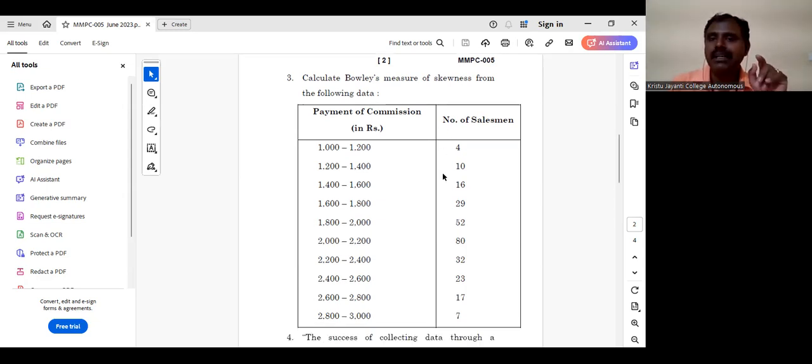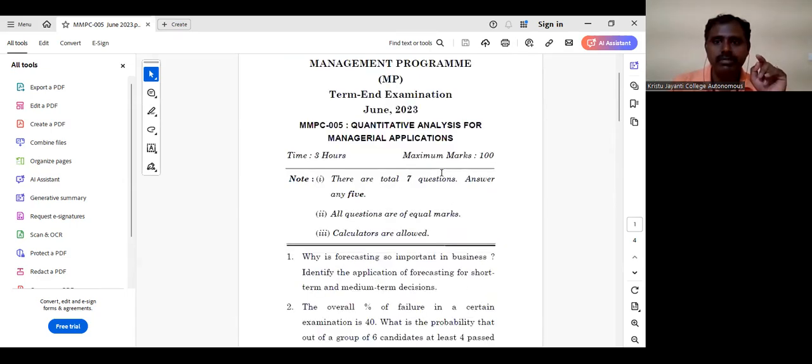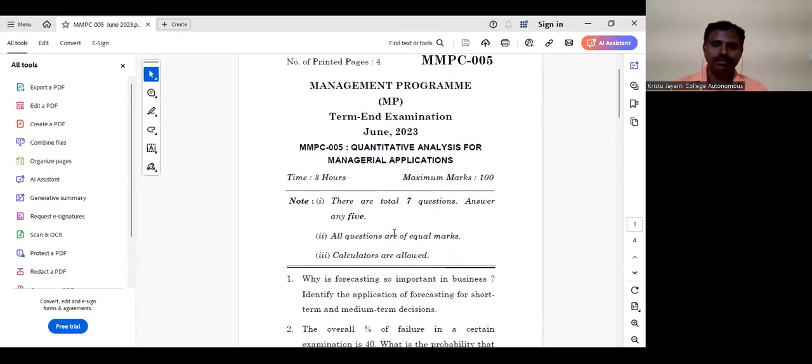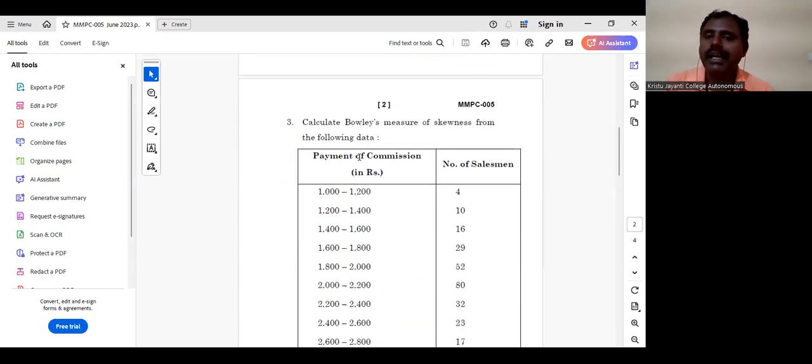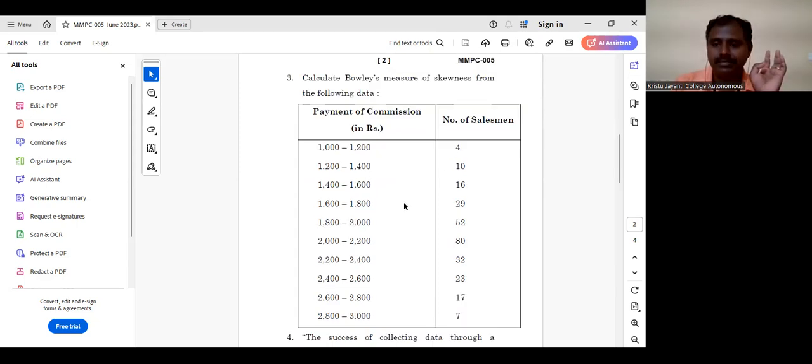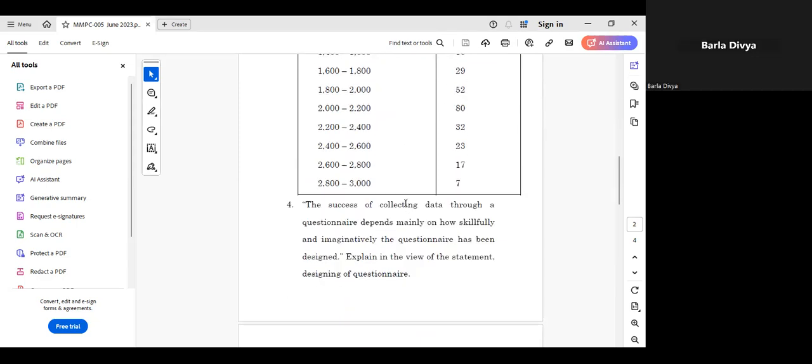Okay, so this they asked for, I think, how many marks? 20 mark question, I feel. Yeah. 20 mark question they asked. Calculate the Bowley's measures of skewness from the following data. So you have to go through the Bowley's skewness formula, calculate Q1, Q2, Q3, and then write the formula and substitute the values, so you'll get the answer. Is it clear? Yes, sir.